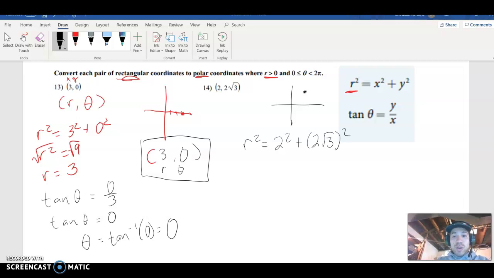R squared is equal to 2 squared plus 2 radical 3 squared. Notice how that is in parentheses. We want to square the entire thing. So R squared is equal to 4 plus, and this we can plug into our calculator, or we can just square both of them. 2 squared is 4. The square root of 3 squared is 3, so this is going to be 12. So we get R squared is equal to 16. Therefore, R is equal to 4 because we take the square root. So we have our R value.